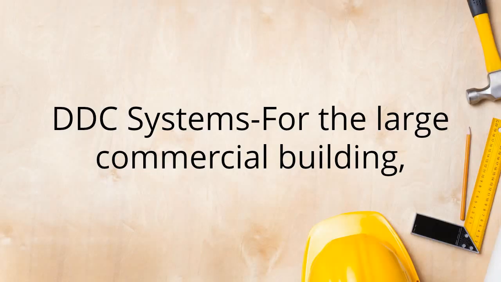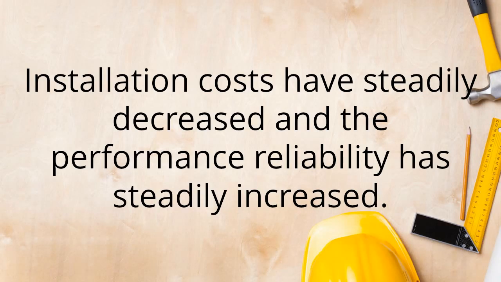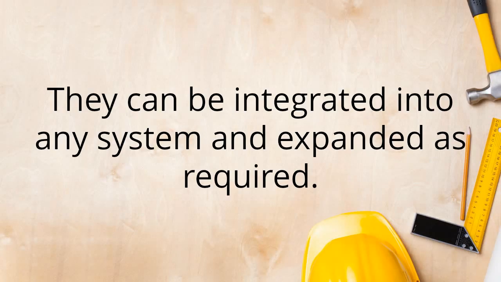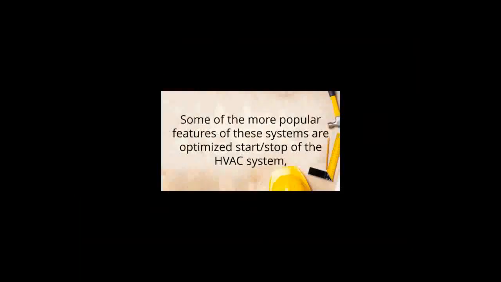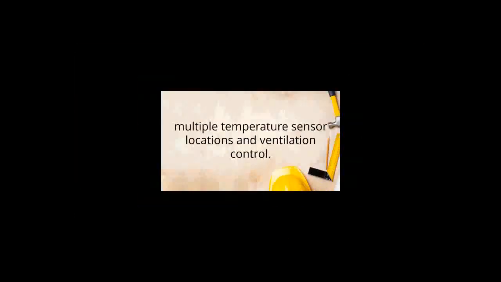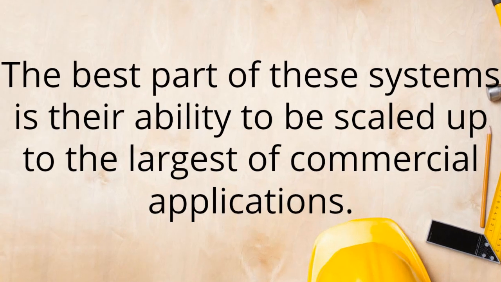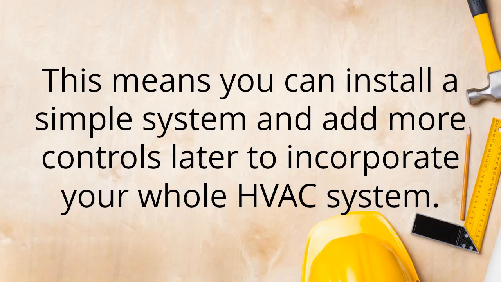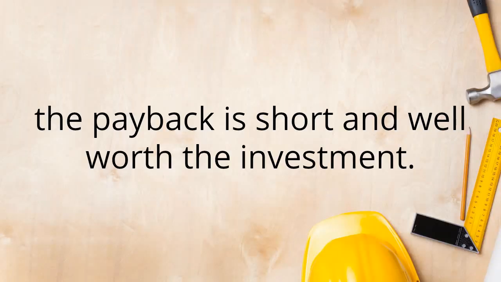DDC systems: for the large commercial building, I consider this a must-have system. Installation costs have steadily decreased and the performance reliability has steadily increased. They can be integrated into any system and expanded as required. Some of the more popular features of these systems are optimized start/stop of the HVAC system, multiple zone control, multiple temperature sensor locations, and ventilation control. The best part of these systems is their ability to be scaled up to the largest of commercial applications. This means you can install a simple system and add more controls later to incorporate your whole HVAC system. Again, the payback is short and well worth the investment.